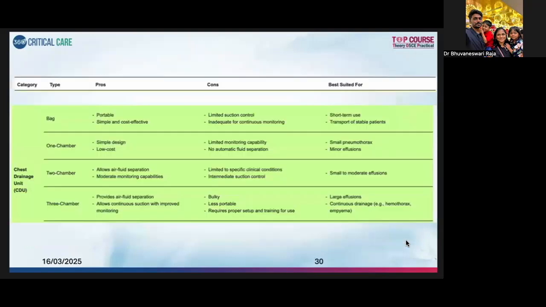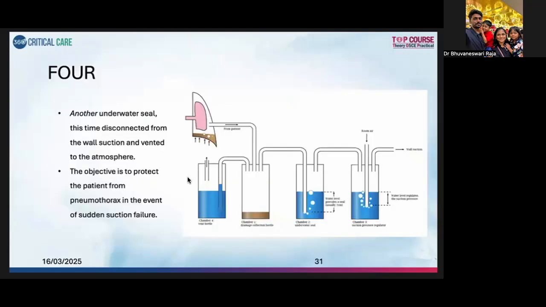When you compare all three, the one chamber, two chamber and three chamber, the three chamber seems to be the more efficient method of draining the ICD, especially when the patient is having expanding pneumothorax or subcutaneous emphysema or more air leaks, right? But one chamber can be efficiently used for simple pneumothoraxes or tension pneumothorax. In another setup, the underwater seal is disconnected from the wall suction and vented to the atmosphere. So if the other systems fail, then this can take over for the negative suction pressure.